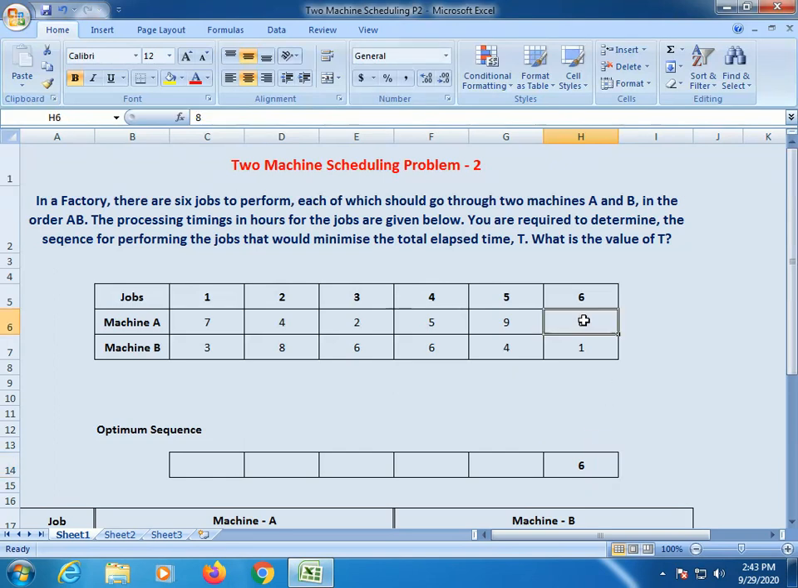Then we do not consider these processing times again, because I just entered the job here. Each job can only take place in these boxes one time. So here we have to place all these 6 jobs only one time. If we place job 6, then that doesn't come again here. So that's why I do not consider these processing times. Already I placed job 6 in the optimum sequence.